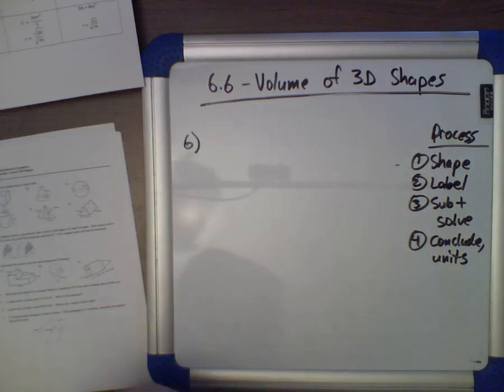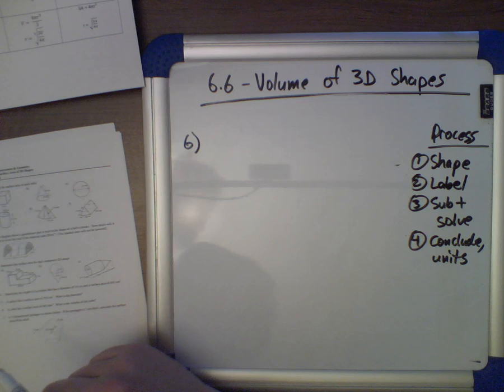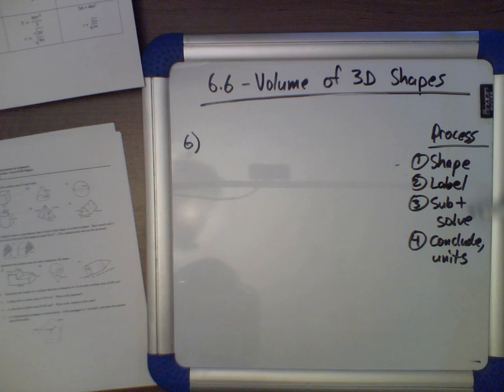Next, let's take a look at number 6. A square-based pyramid has a base with side lengths of 20 centimeters, and the volume is 4,800 centimeters cubed. What is the height of the pyramid? We're going to basically use our process again, but we're going to add that step 0 that I've used previously. And step 0 is where we start by drawing a diagram to describe our word problem. So I'm going to sketch my diagram, then we'll identify our shape and our formula and go from there.